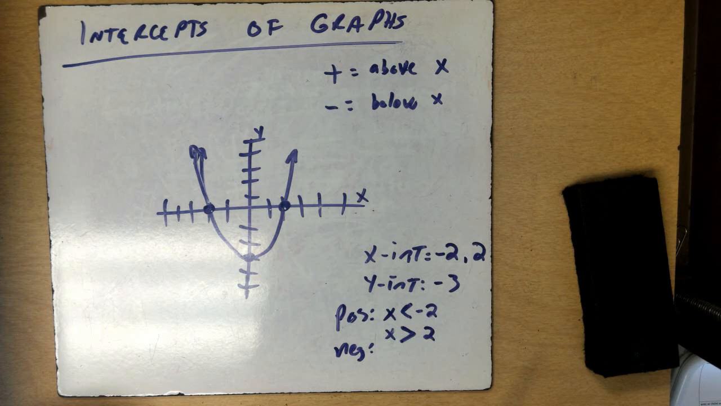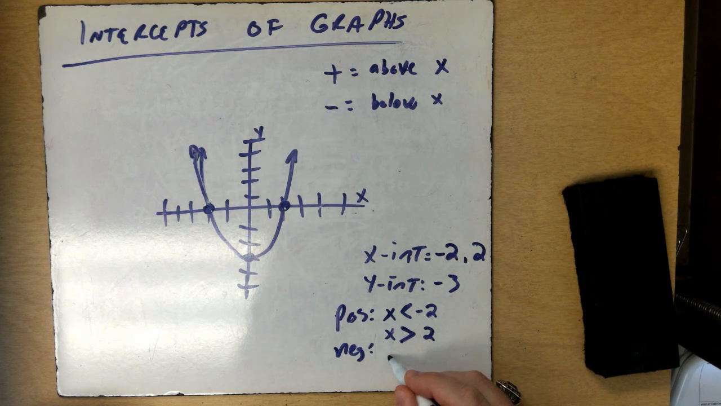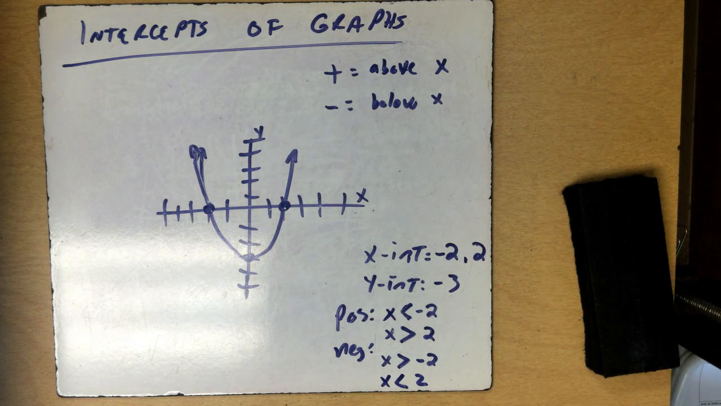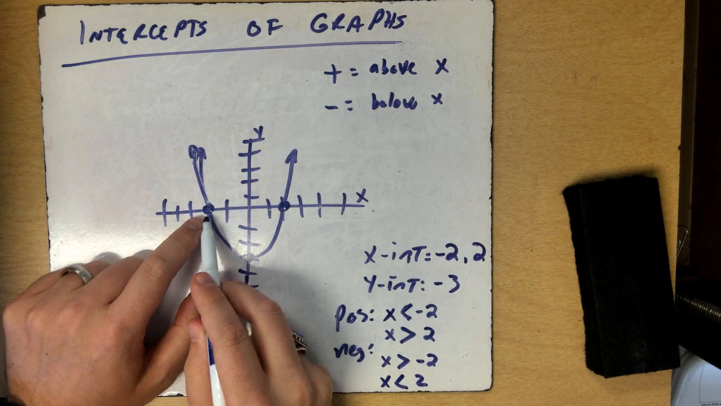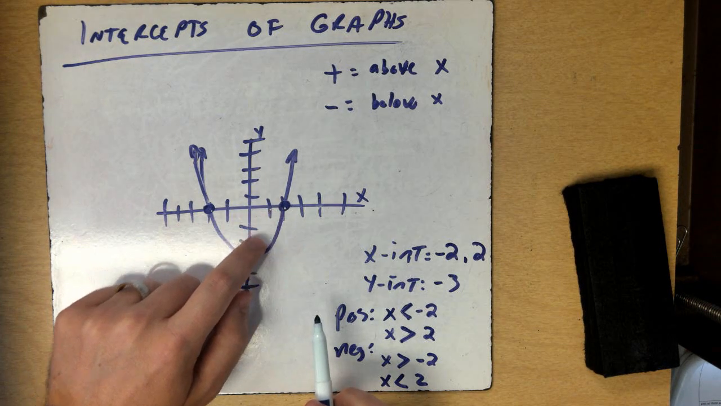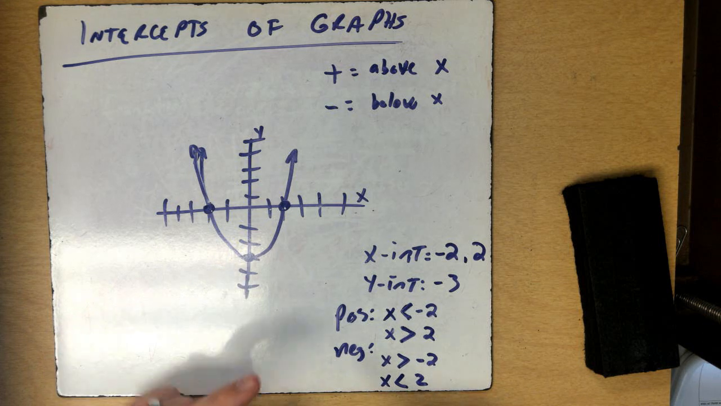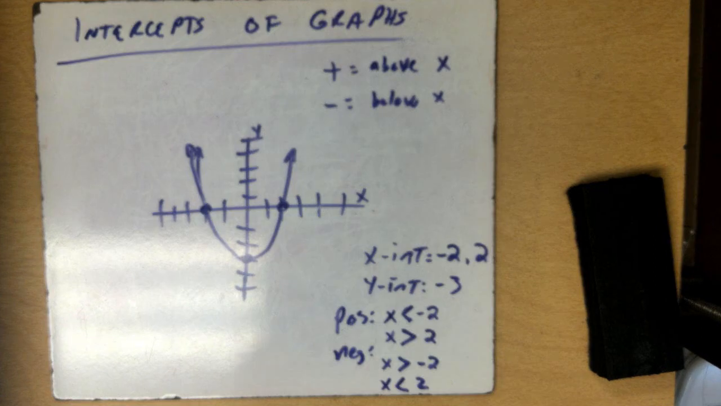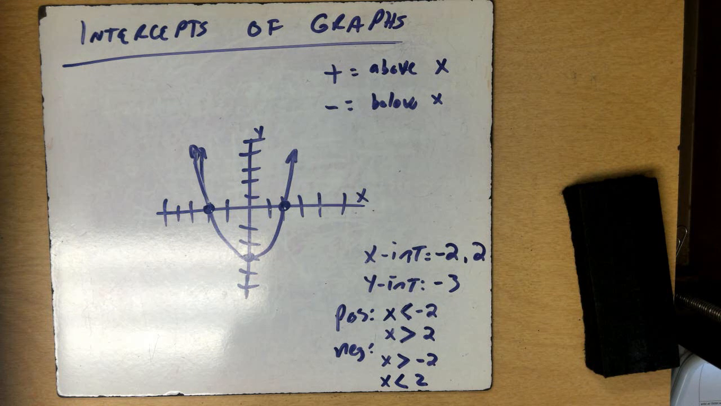Now what does that mean for our negative? Once again, it's the opposite, so we can just flip our symbols. Our less than -2 turns into greater than -2. Our greater than +2 turns into less than +2. Because here's our -2, it's going to the right, greater than. Our +2, it's going this way, it's going left, less than 2. So that's how that works.